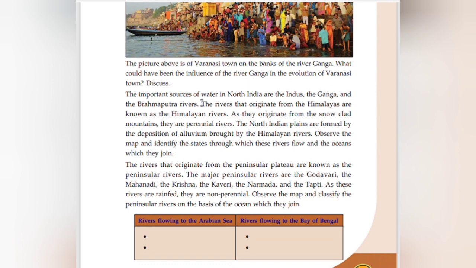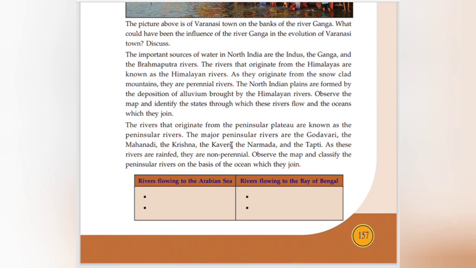The important sources of water in North India are the Indus, Ganga and Brahmaputra rivers. Rivers that originate from the Himalayas are known as the Himalayan rivers. As they originate from the snow-clad mountains, they are perennial rivers. The North Indian plains are formed by the deposition of alluvium brought by the Himalayan rivers. Observe the map and identify the states through which the rivers flow and the oceans which they join.